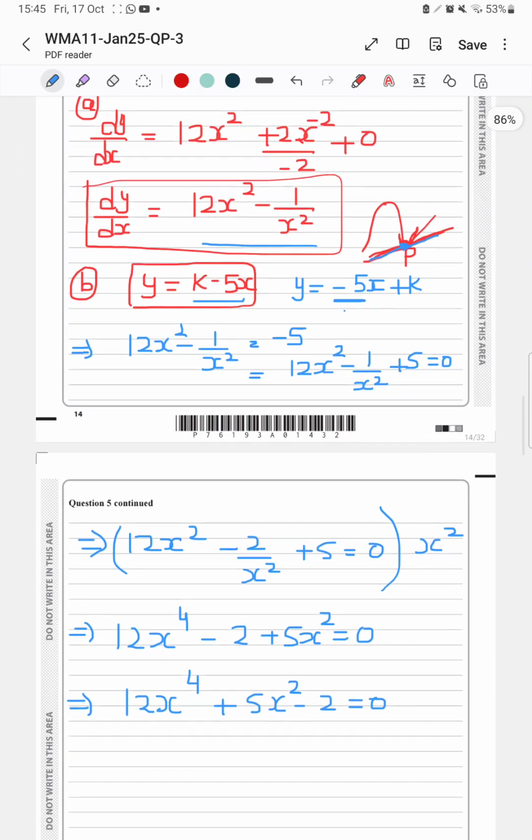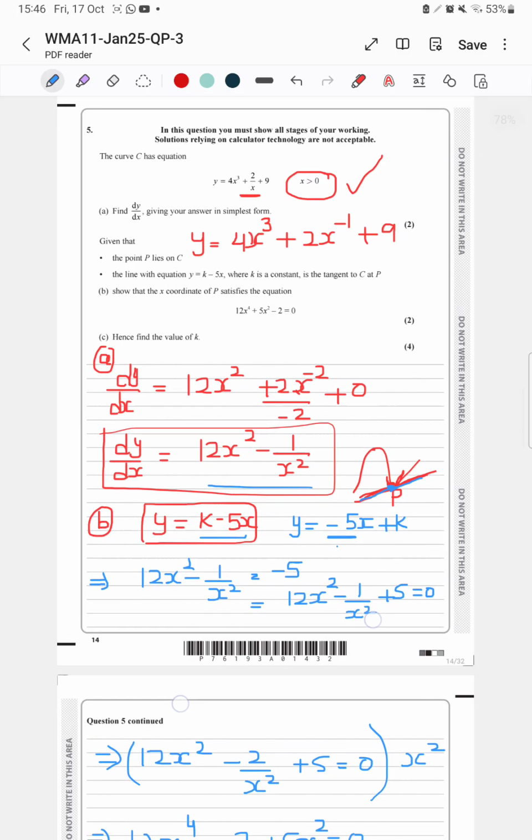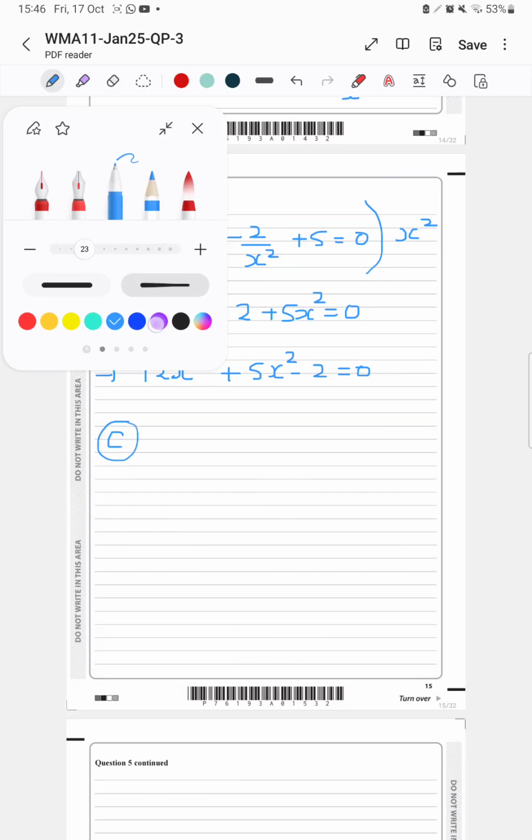And then after doing this part, we have been given that this is what we needed to prove in the second part. Now they say hence find the value of k. So see, for the C part, we have to find the value of k.